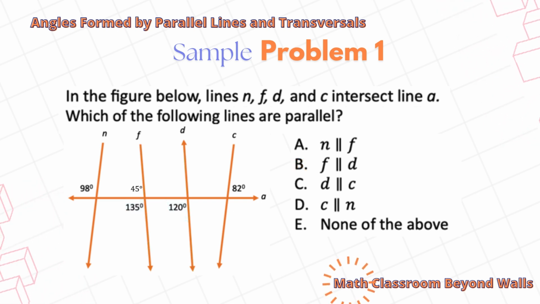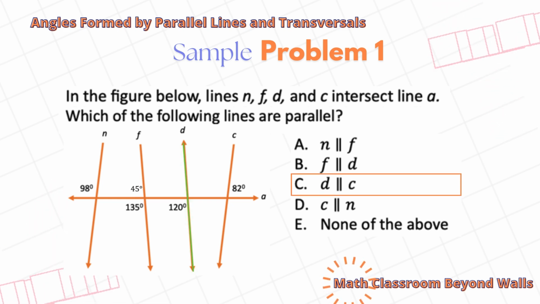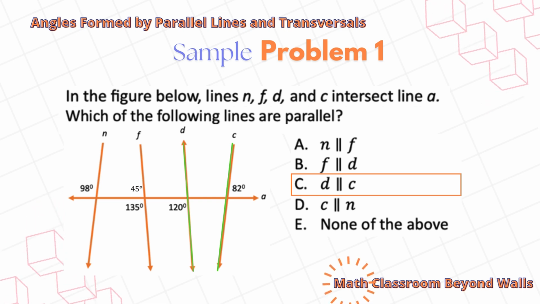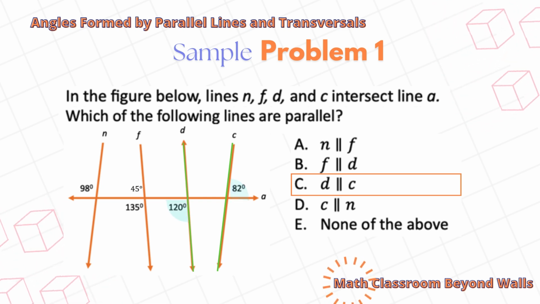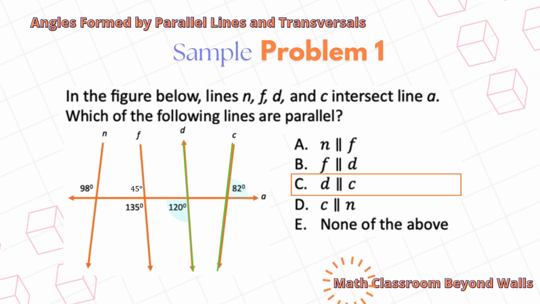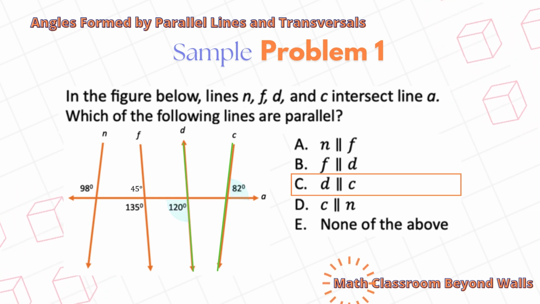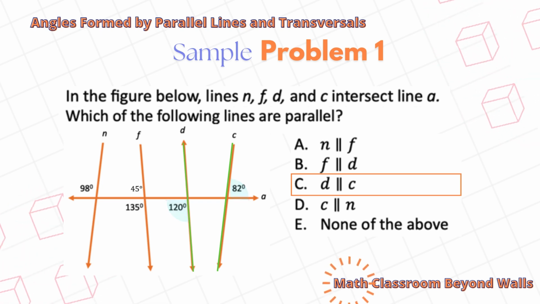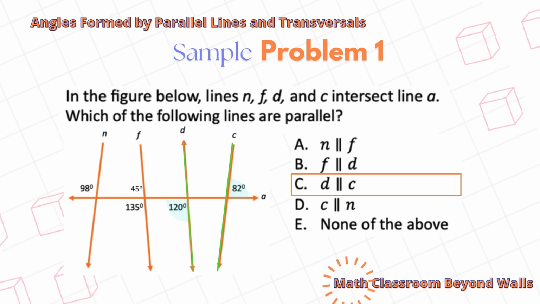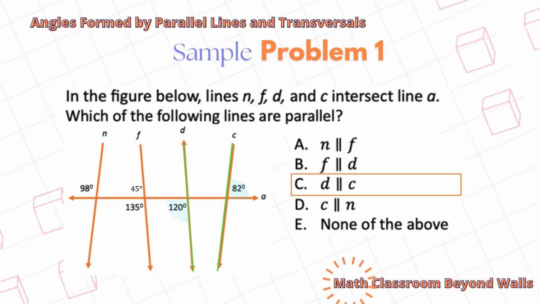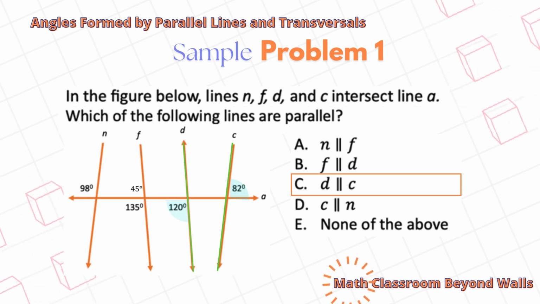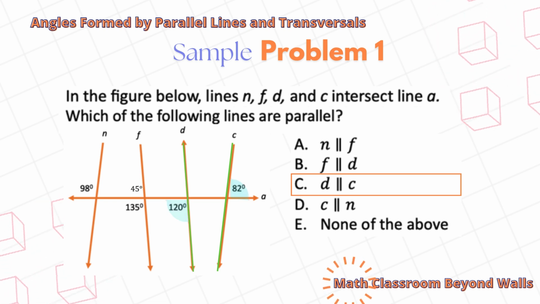Okay, so let us look at option C. Line D is parallel to line C. Look at line D and line C, learners. What angle pairs do you see here? You are correct. Alternate exterior angles. Now, if the lines are parallel, what should the measure of these angles be? You are correct. They must be equal. Are they equal? So what can you say about option C?